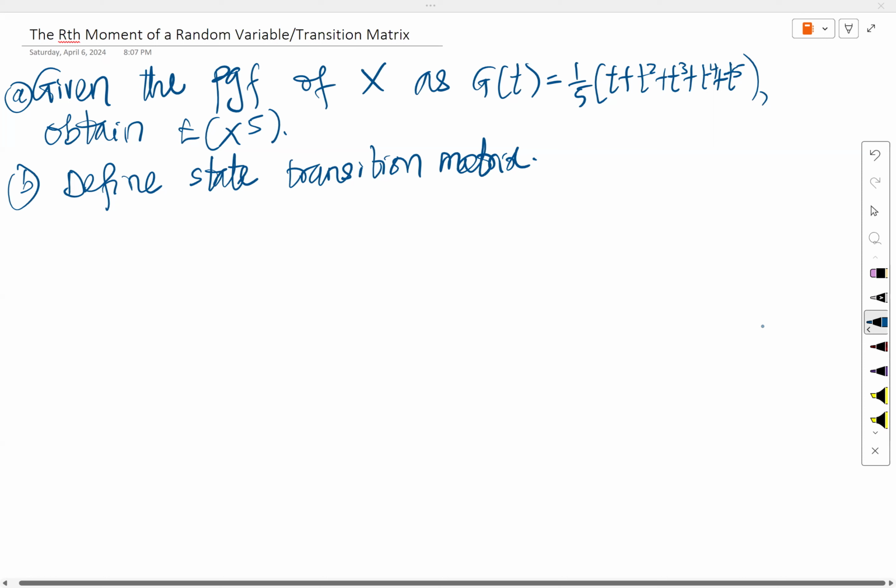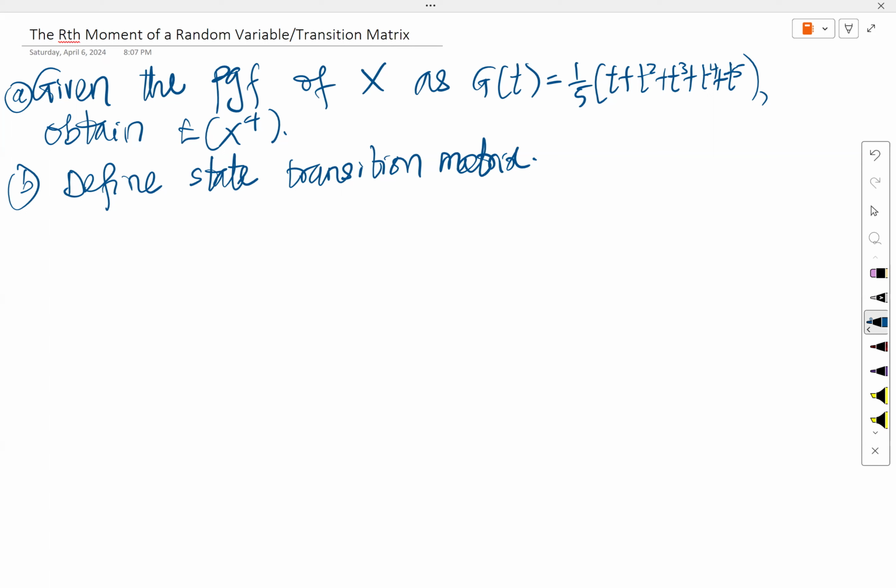And in this particular video, I'll be treating the question you have right there. Given the PGF of x as g of t equals 1 over 5 into t plus t squared plus t cubed plus t raised to the power 4 plus t raised to the power 5, obtain the expectation of x raised to power 4. That's like the fourth moment of a random variable, you know.